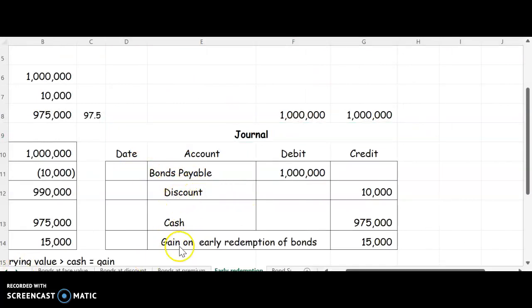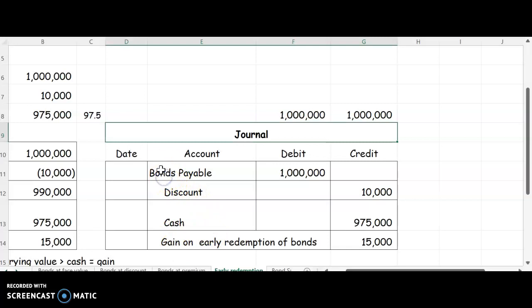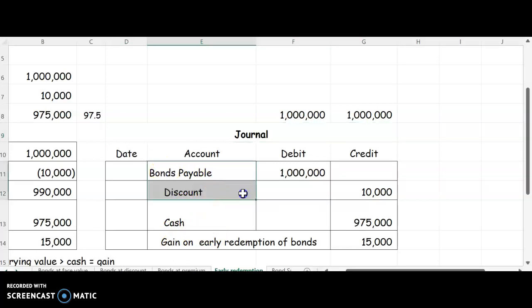Let's quickly talk about where these accounts would show up on the balance sheet. Show up on the financial statements. Bonds payable and discounts would both show up on the balance sheet. And these two accounts would be right beside each other. It would be bonds payable, and then right up under it would be minus the discount. Of course, we know where cash is on the balance sheet, and gain on early redemption of bonds would be on the income statement under other gains and losses. So the first three would be on the balance sheet, and the last one would be on the income statement under other revenue and losses.